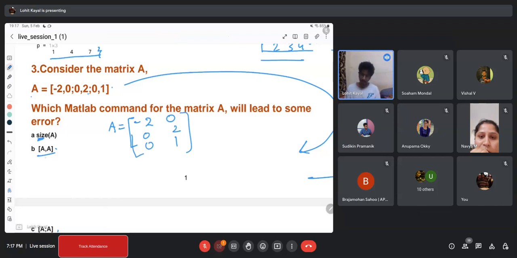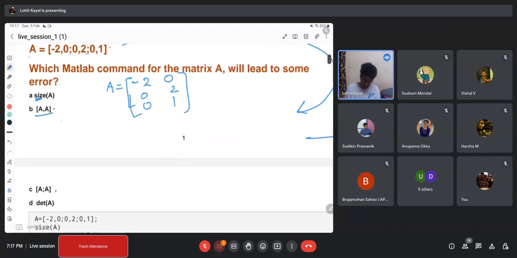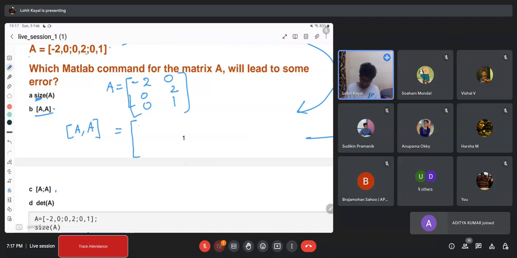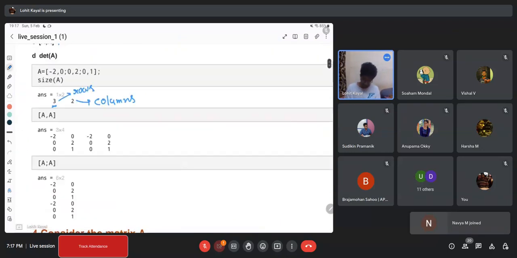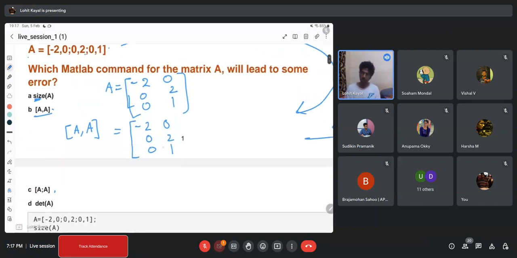Now in this case, to understand, just consider A as a whole element, and the next element will appear at the next column. So let me write it. When you write A comma A in MATLAB, you will see something like this: -2, 0, 0, 2, 0, 1. Treat this thing as a whole element, just like this case. Here you treated -2 as an element. Here treat this whole thing as an element.